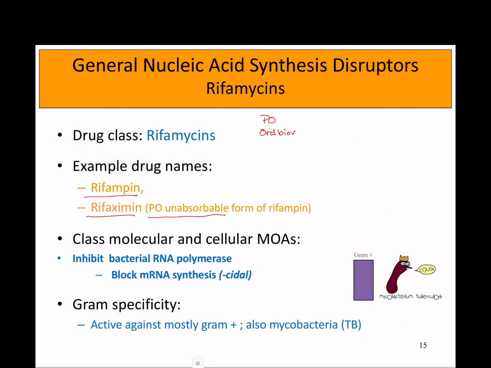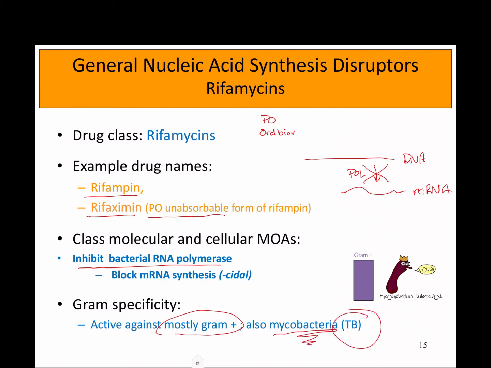The rifamycins inhibit bacterial RNA polymerase. Bacterial RNA polymerases are structurally somewhat different than ours, so that's where we're going to get our selective toxicity. And RNA polymerase, you remember, is just what we use to transcribe DNA to mRNA. And so if we block that RNA pol, then we don't make messenger RNA. The gram specificity for this is mostly gram-positive, but a very important point is it also does target mycobacteria. And tuberculosis is one of the main things that we're concerned about there, because there's not a whole lot of drugs that are active against tuberculosis.